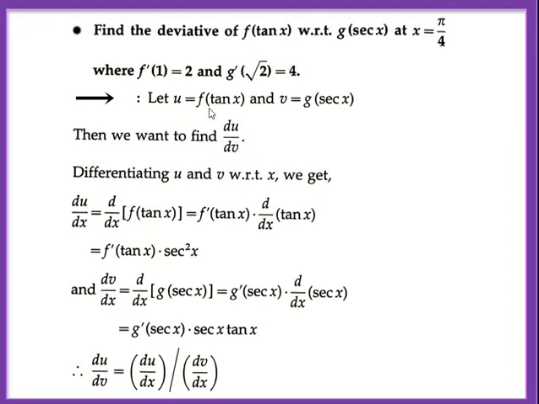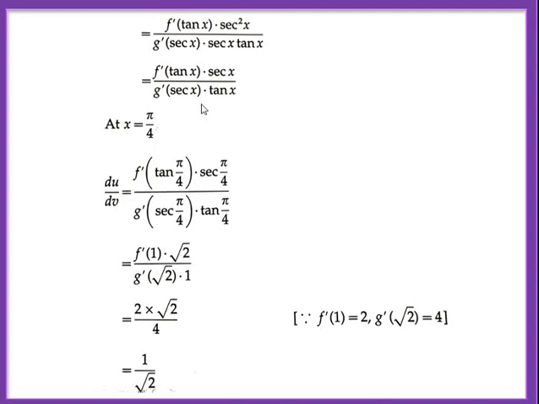So what is du/dx? d/dx of f of tan x: the derivative of f is f dash into the derivative of tan, which is sec square, right? Similarly, what is the derivative of g of sec? g dash of sec into the derivative of sec, which is sec x tan x. Now du/dv is (du/dx) upon (dv/dx). If you substitute the values, you get this.